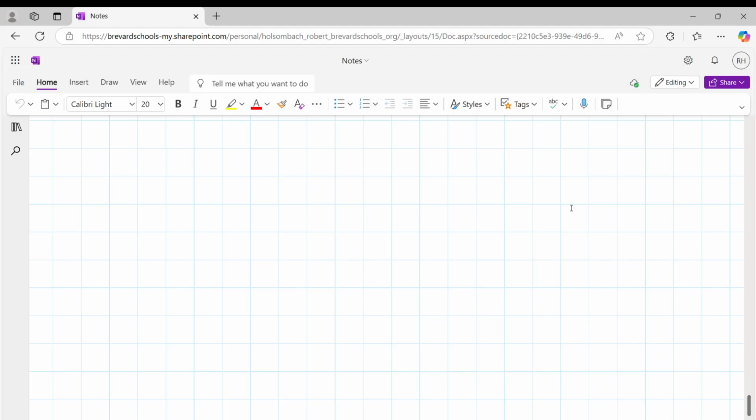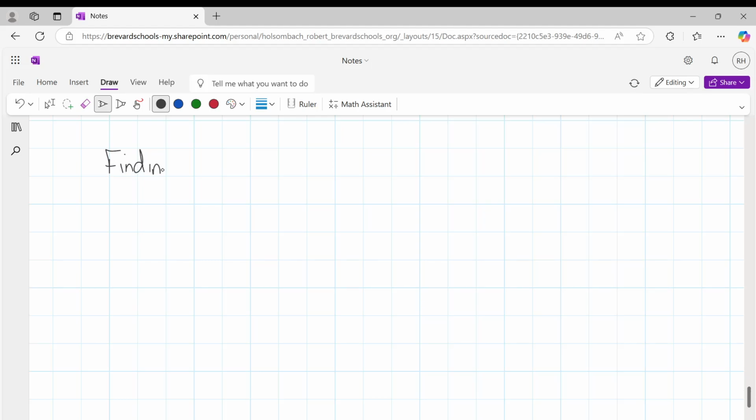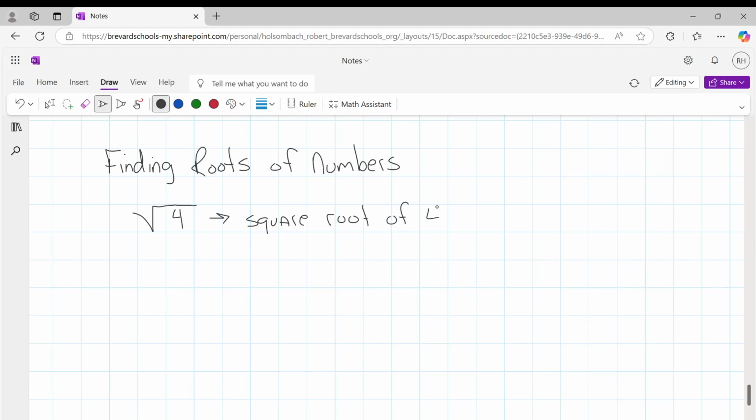All right, today we're going to be talking about finding roots of numbers. You're going to be finding multiple roots, meaning if you're asked to find the square root of 4, that's equal to positive or negative 2.